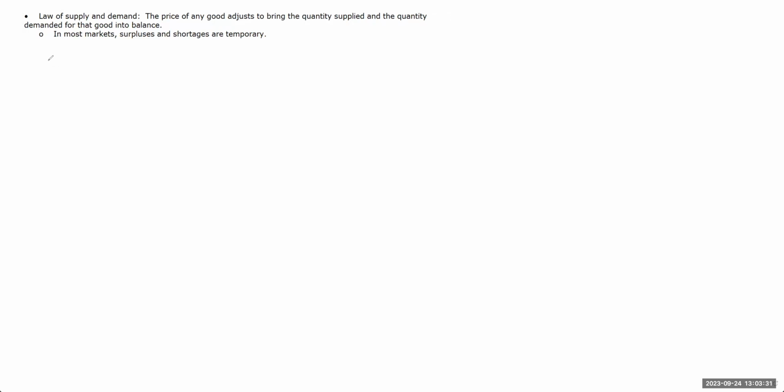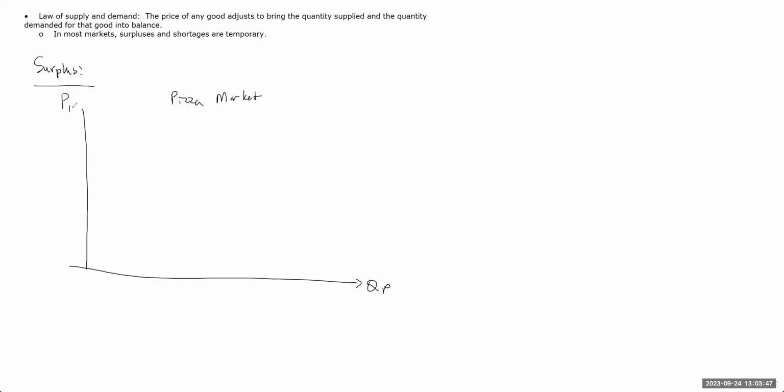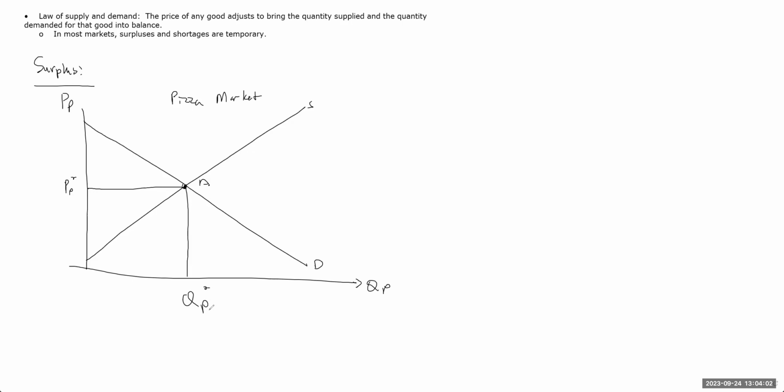Okay, we're going to study the surplus situation. There's quantity of pizza. This is the pizza market. Here's price of pizza. Here's demand for pizza. Here's supply for pizza. And this would be happy-go-lucky equilibrium A, where the price of pizza is right there, and quantity being bought and sold is here, I don't know, 100 slices, and this is $5 a slice.